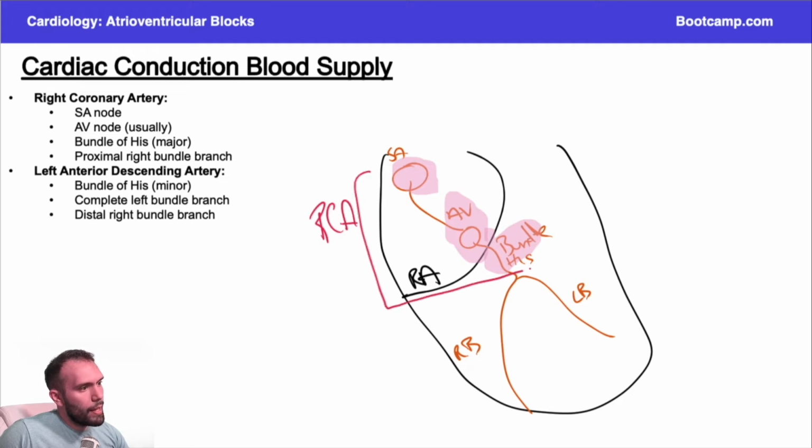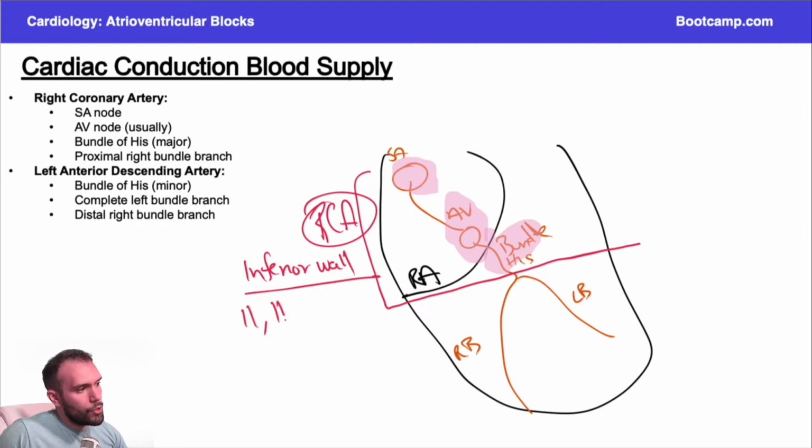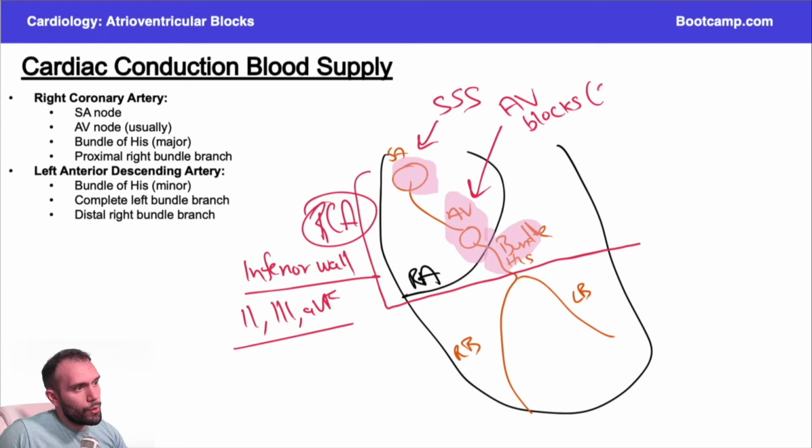It's going to supply this region here, which means if you have an infarction, it's usually going to be an inferior wall infarction if they ask you about this. And if I have an inferior wall infarction, classically leads 2, 3, and aVF, that will usually affect the SA node, which can cause sick sinus syndrome, and can affect the AV node, which can cause AV blocks. The big one we'd be worried about is a 3rd degree block. And it can also delay the signal through the bundle down here, proximally. So those are the things that we might be looking for in a patient that had an inferior wall MI.